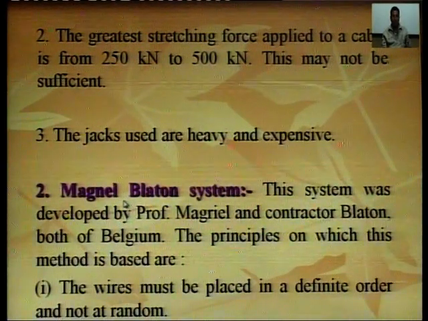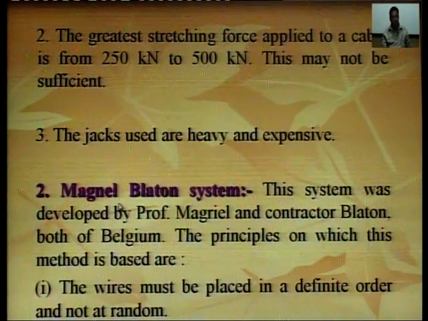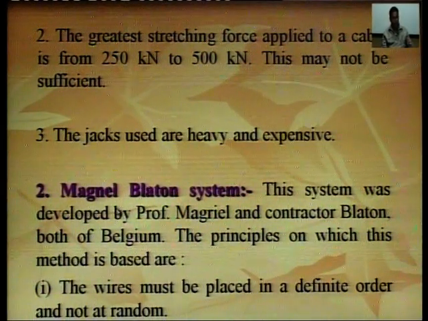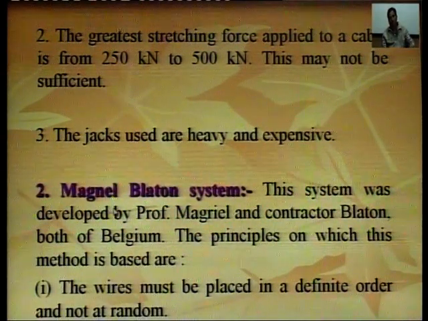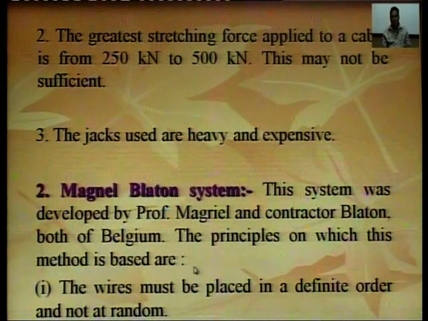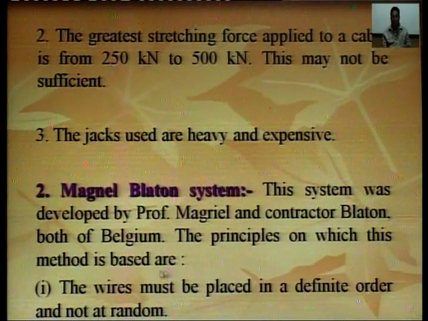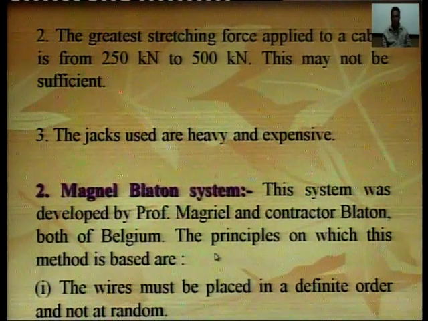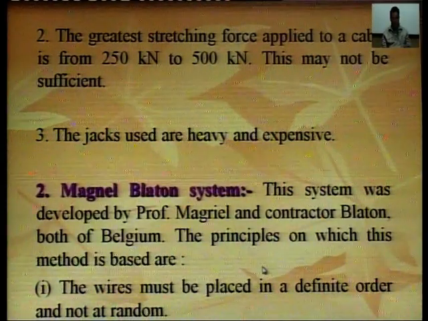Second method is the Magnel-Blaton system. The second system of pre-stressing is the Magnel-Blaton system. This system was developed by Professor Magnel and contractor Blaton, both of Belgium. The principles on which this method is based are as follows.